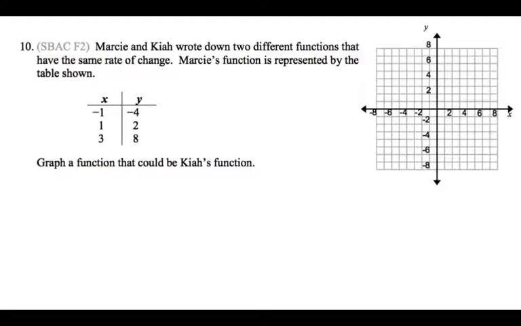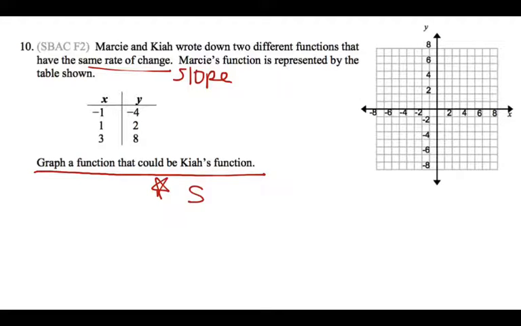Okay, number 10. Marcy and Kaya wrote down 2 different functions that have the same rate of change. That means they have the same slope. Marcy's function is represented by the table. Graph a function that could be Kaya's. So here's what's happening. If we want 2 different functions, but they could be the same function, we're looking for the same slope. So we want another line that's the same slope.